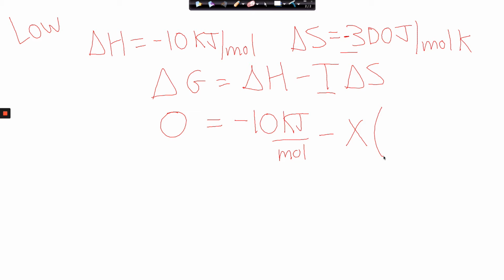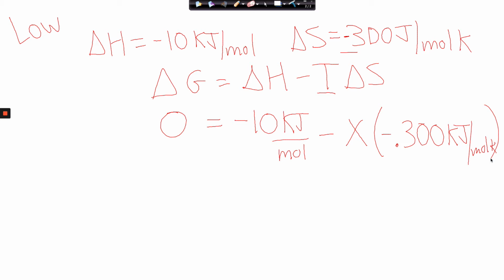Let me make a suggestion. It doesn't matter which way you go, but if you convert this to joules, you're going to get 10,000, which to me is a cumbersome number. So what I like to do is always convert joules to kilojoules, because then the numbers are cleaner. So this is negative 0.300 kilojoules per mole Kelvin. Just divide by 1,000, which functionally means move the decimal place 3 spots to the left.